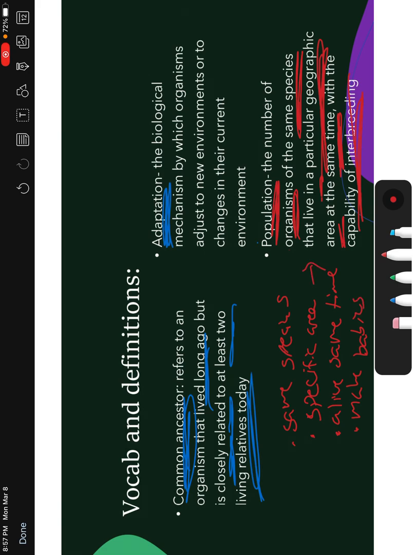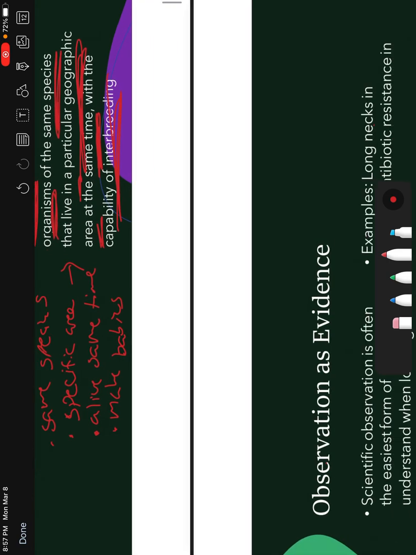Okay, so these are the 4 parts of what a population is. A population is a group of the same species that live in the same geographic area at the exact same time, and they can make babies. Okay, so there are 4 parts to the population definition.